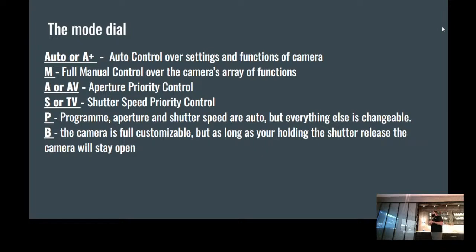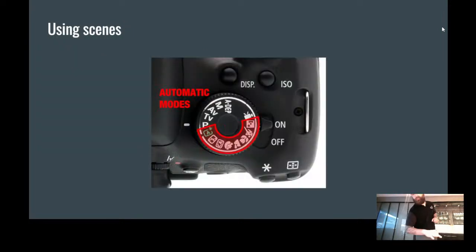And then bulb, B. You won't see this on many cameras anymore, but that camera is fully customizable. But as long as you're holding the shutter release, the camera's going to stay open. It's great for long exposure or for fun, more interpretive shots, or if you ever want to get into astrophotography, this is the way to go.